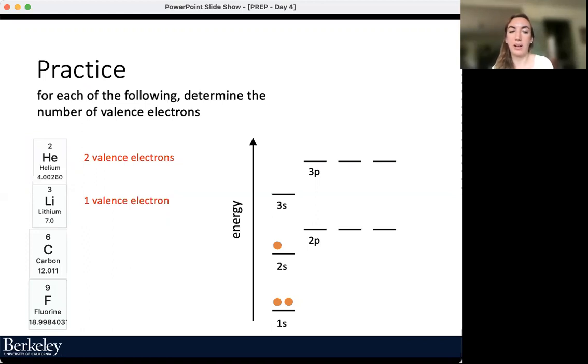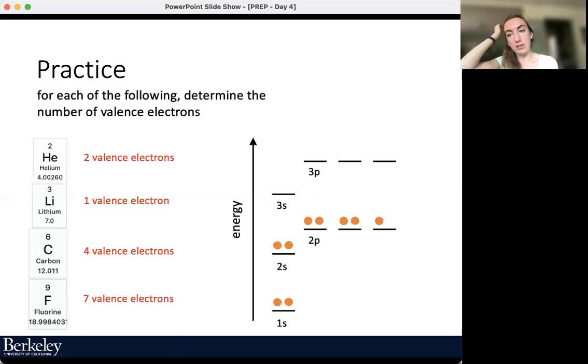Yes, thank you. Okay. So lithium has 1 valence electron because in this second level, which is currently our highest level that has anybody in it, there's 1 electron. Carbon, we put our 6 electrons in. 4 of those are in the second level, so it has 4 valence electrons. And then fluorine, we add 3 more. So now fluorine has 7 valence electrons.